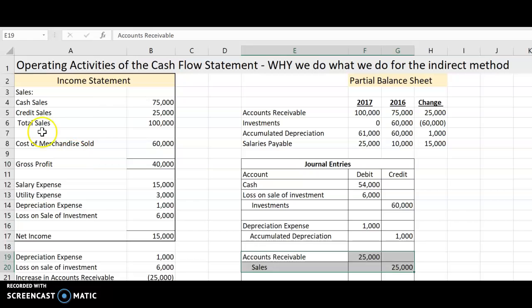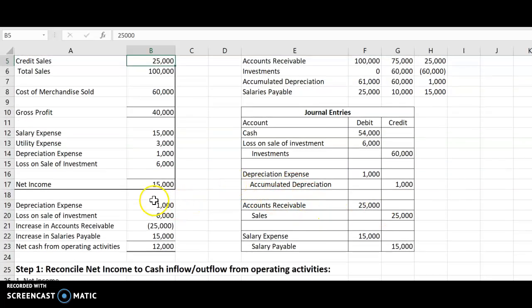Okay, but look at your income statement. Those cash sales, and then those credit sales, went toward my net income. They added to my net income. But I haven't gotten the cash for those yet. So I need to reduce my net income by that amount that I have not received the cash for yet. So I'm going to take out the $25,000 of those sales that I haven't received.